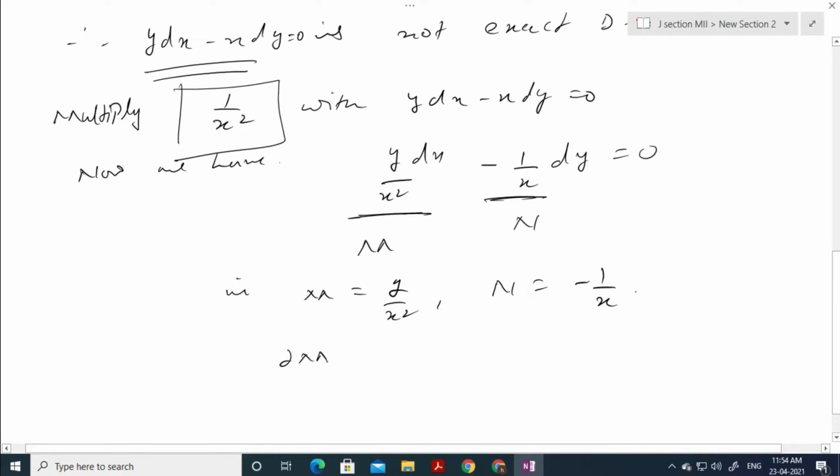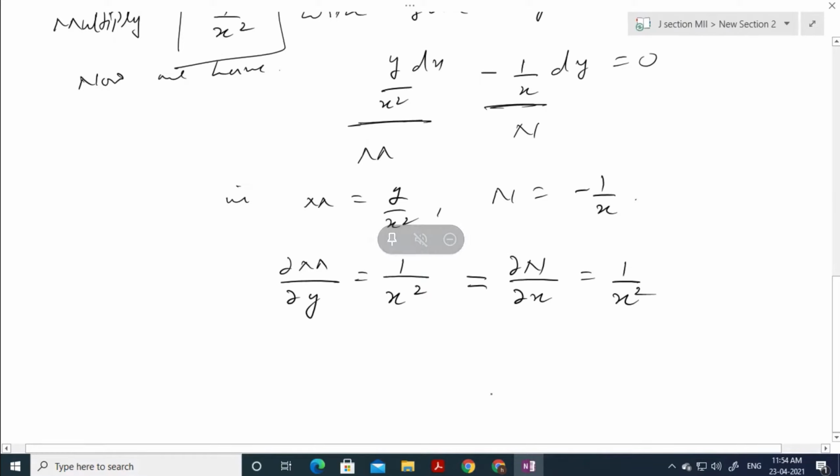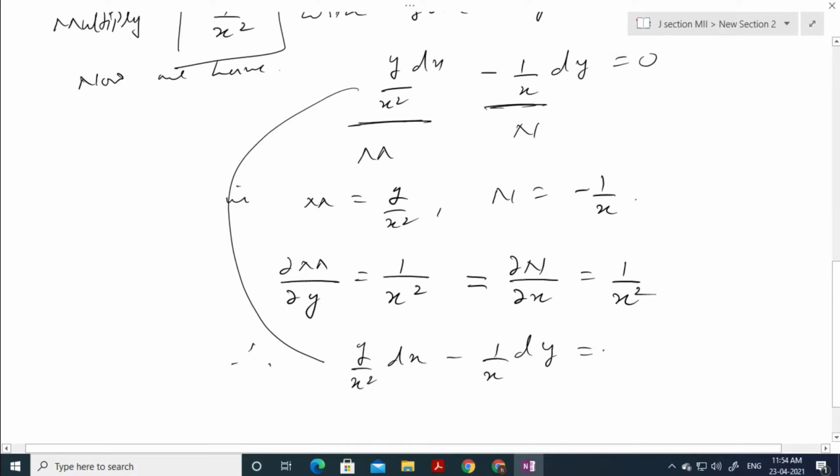So now you calculate dou M by dou y. What is dou M by dou y? 1 by x square. And dou N by dou x? Minus 1 by x becomes plus 1 by x square, since minus and minus make plus. So both are equal now. Is this equal now? They are equal. Therefore, y by x square dx minus 1 by x dy is equal to 0 is exact.